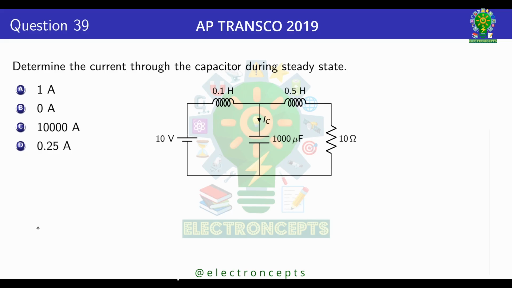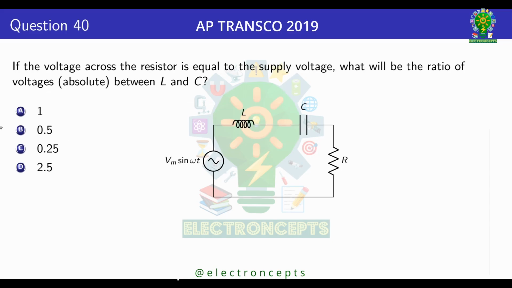Question number 39. Determine the current through the capacitor during steady state. In steady state, inductors act as short circuit and capacitors act as open circuit. Therefore, we can say that current through the capacitor is 0 amps. Option B is correct.